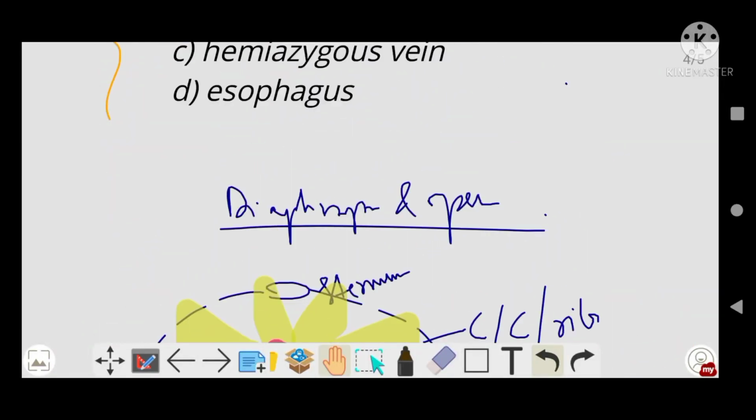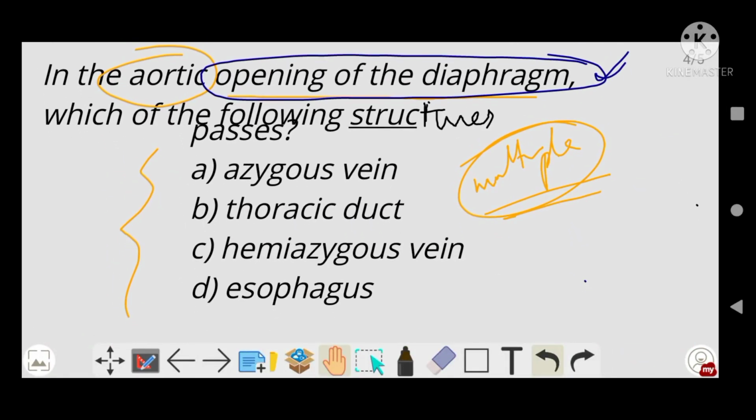So let's discuss the question now. They asked, in the aortic opening of the diaphragm, which of the following structures passes? So aortic opening of the diaphragm, that is they are asking about T12, correct? T8 is your vena cava opening, just now I mentioned, through which inferior vena cava and right phrenic nerve pass. T10 is your esophageal opening, from where the esophageal branch of left gastric artery and 10th nerve or vagus nerve pass. T12 is your aorta opening.